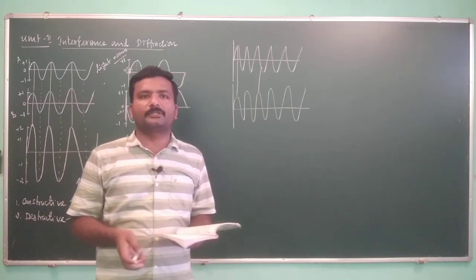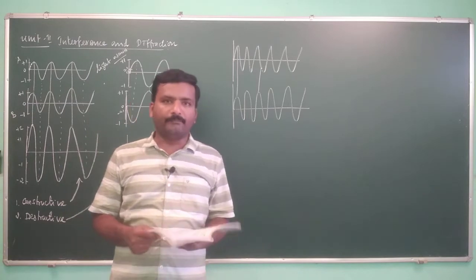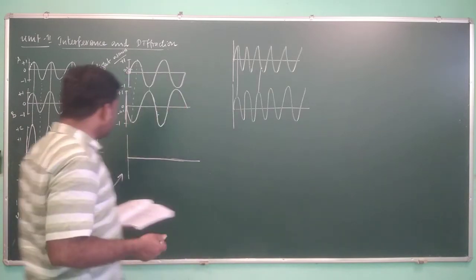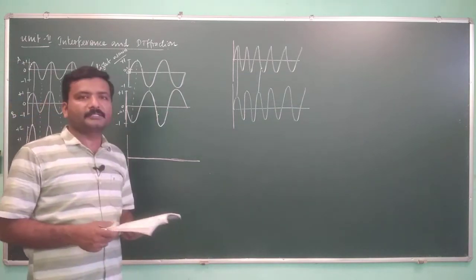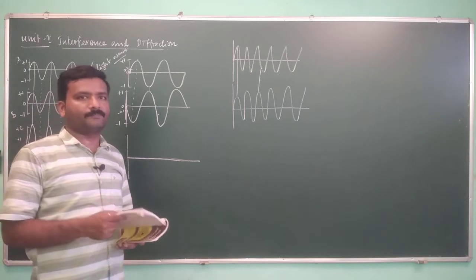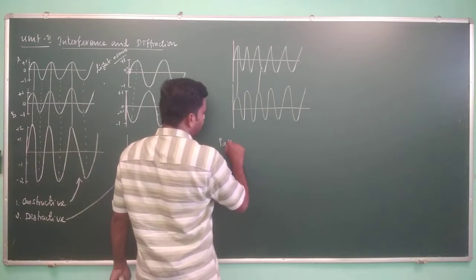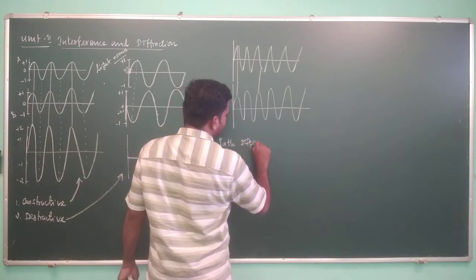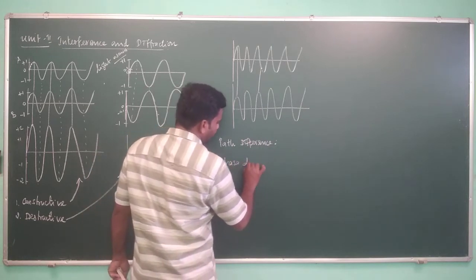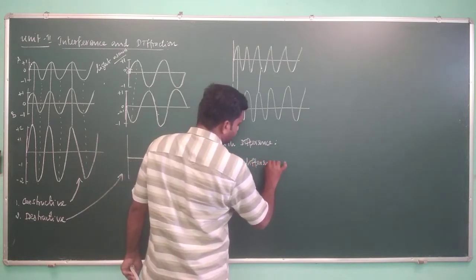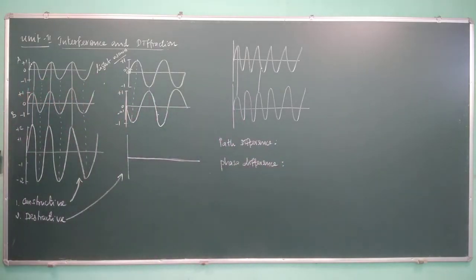We can write a mathematical equation for maxima and minima. This maxima and minima we can write in terms of path difference and in terms of phase difference. We should understand what is path difference and what is phase difference. Okay, what is path, what is phase?